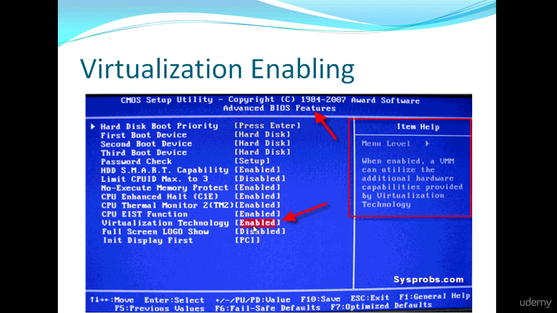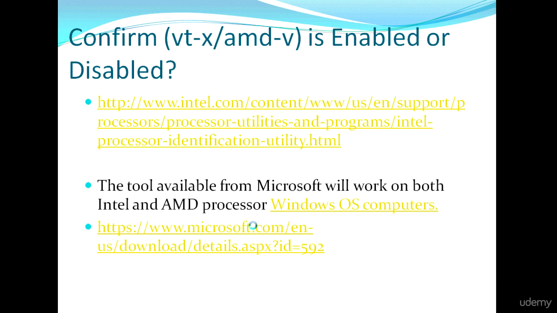Next thing is how you can confirm that VTX or AMD-V is enabled in your system or disabled. I'll provide you two utility softwares from which you can check. One is specifically for Intel, and the other one is provided by Microsoft, which will work for Intel as well as for AMD processors. We'll see both of them one by one. I have given these links in this slide, so you can refer to them while you are installing this, and now I'll show you how you can do it.